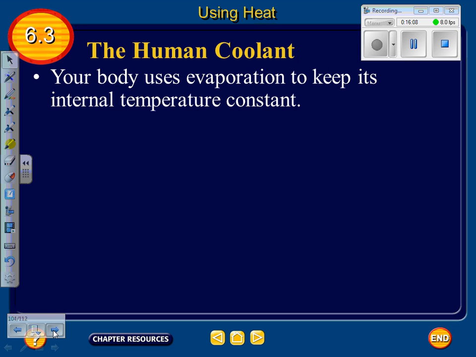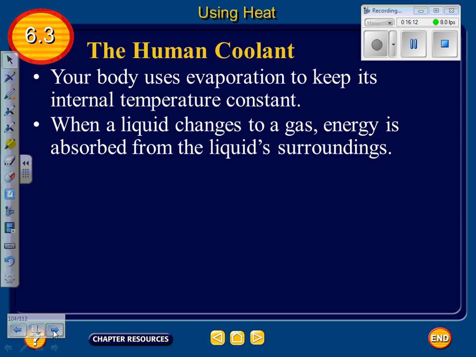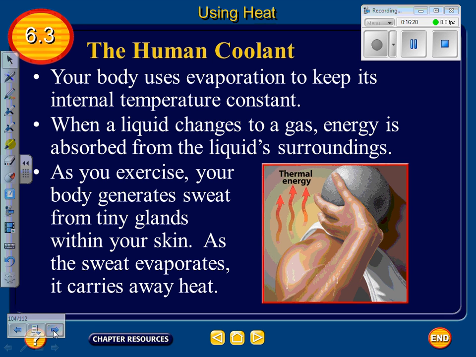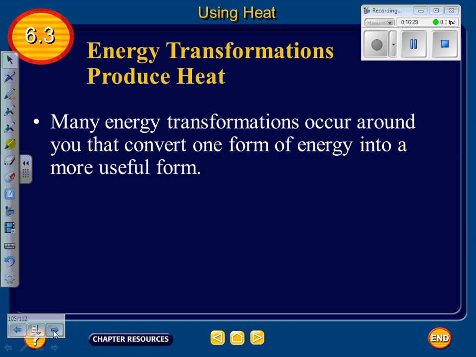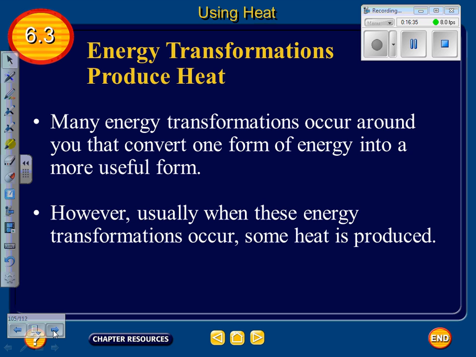Your body uses evaporation to keep its internal temperature constant. When a liquid changes to a gas, energy is absorbed from the liquid's surroundings. As you exercise, your body generates sweat from tiny glands within your skin. As the sweat evaporates, it carries away heat. Many energy transformations occur around you that convert one form of energy into a more useful form. However, usually when these energy transformations occur, some heat is produced.